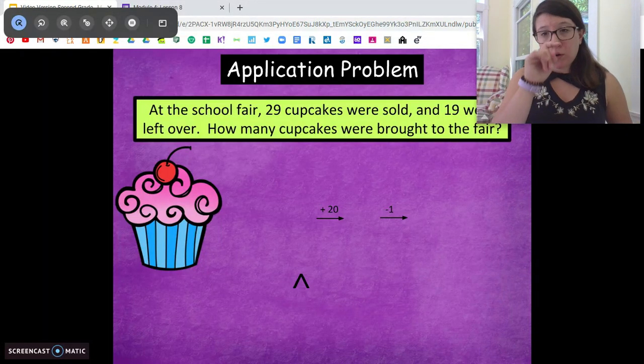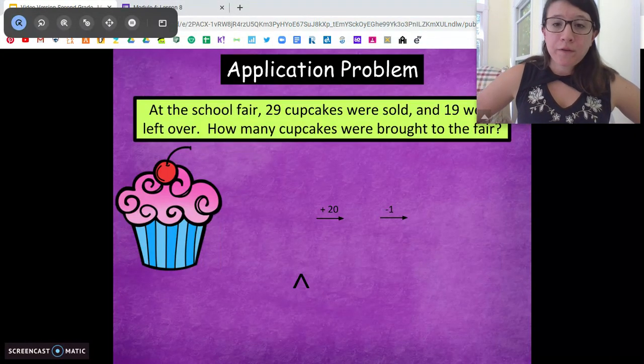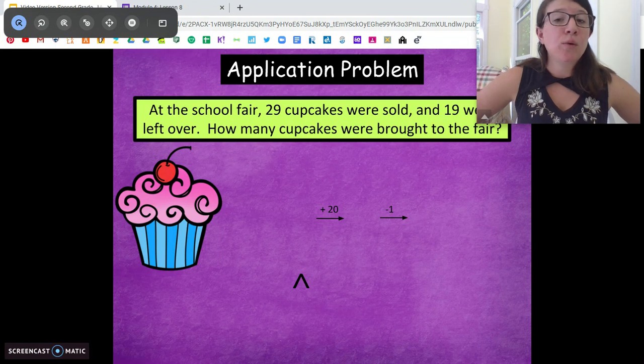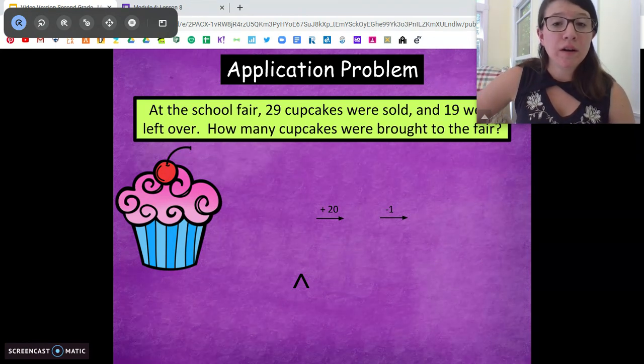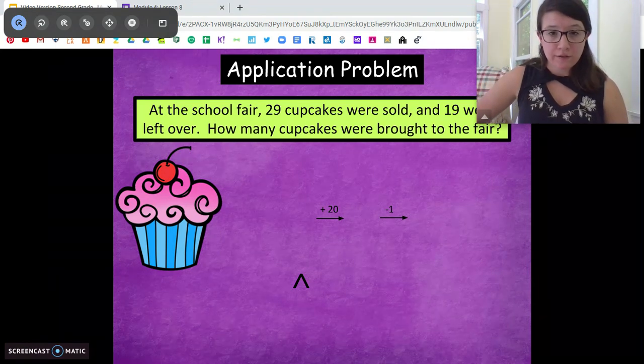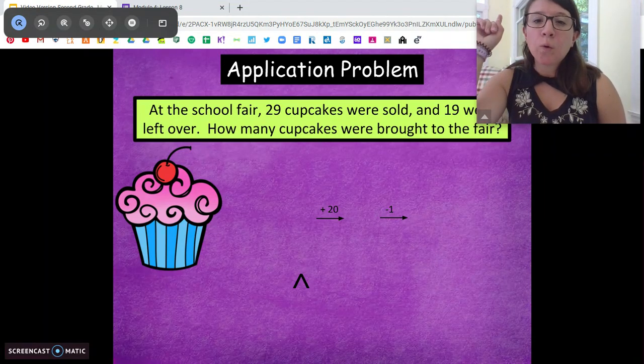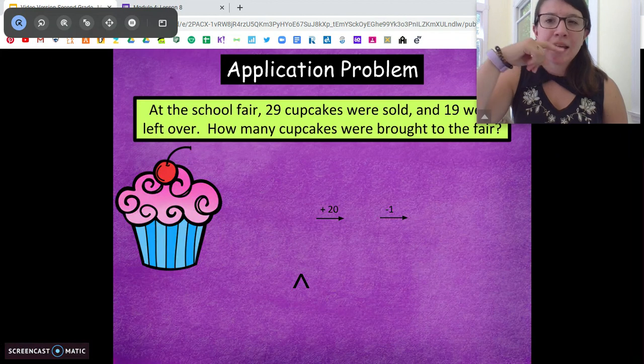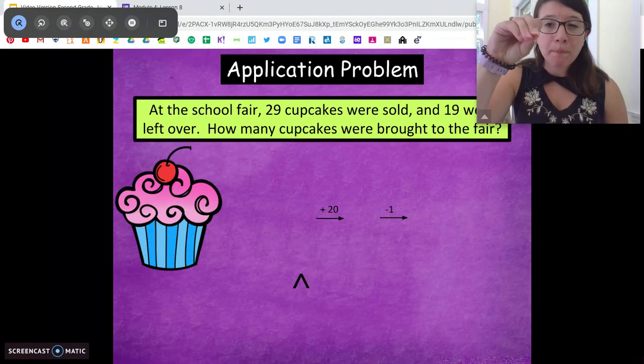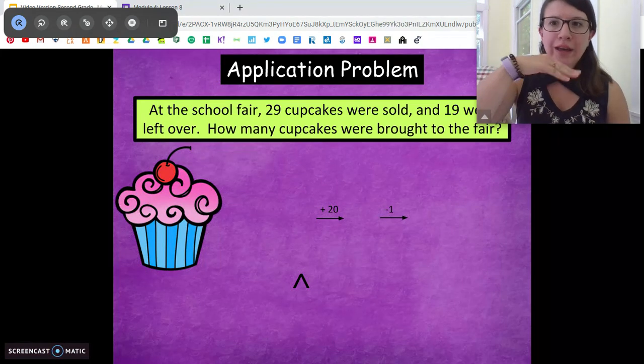I'm going to read that one more time. At the school fair, 29 cupcakes were sold. 19 were left over. How many cupcakes were brought to the fair? I'm going to have you turn and talk to someone at home. What is this problem asking, and how can you solve it? So pause, talk about it, don't solve yet.